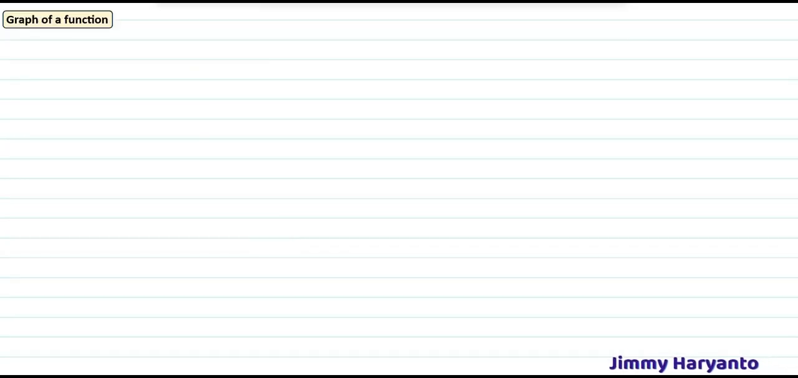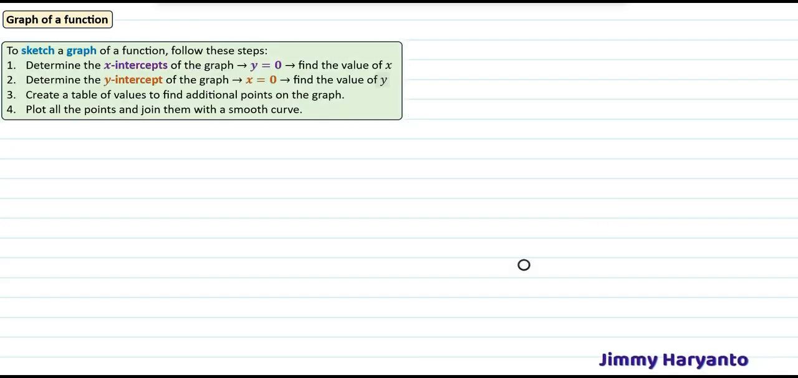Next we will learn how to graph a function. To sketch a function, or draw it accurately, you have to follow these steps. First, determine the x-intercept of the graph, where y equals 0. The rule is, when you want to find the x-intercept, y has to equal 0, and then you can find the value of x. The second step is to determine the y-intercept. The rule says when you want to find the y-intercept, x has to be 0, and then you will have the value of y.